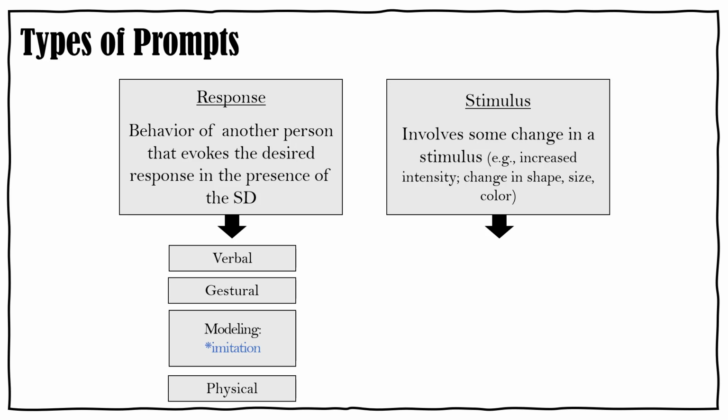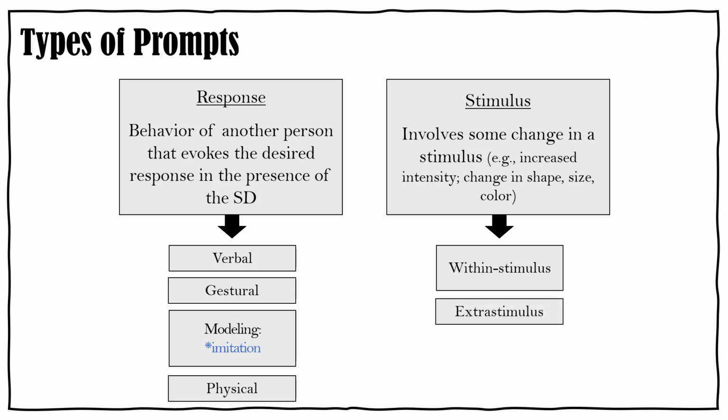We have 2 types of stimulus prompts. So we have within stimulus prompts, and that is when you change something in the actual discriminative stimulus. So you change the intensity of the color, the size of the discriminative stimulus, something like that. And then we have extra stimulus, and that's when you add something to the discriminative stimulus.